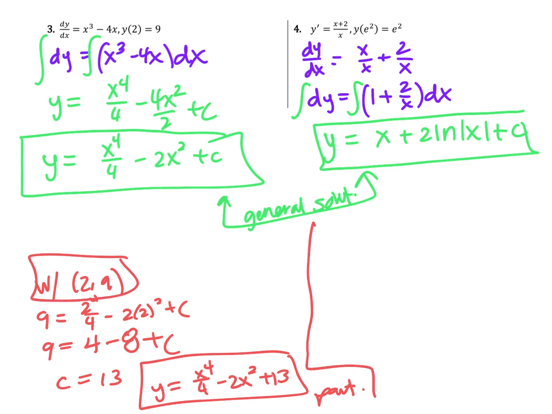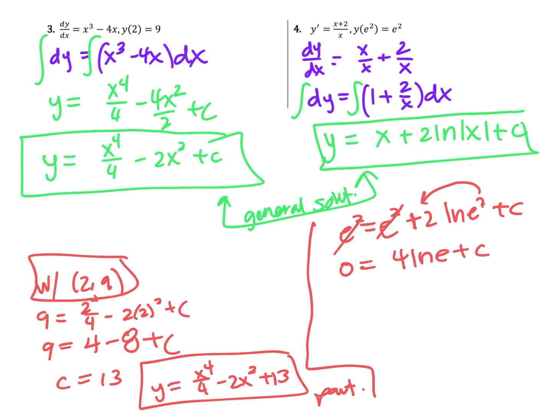All right, and last but not least, number 4, e squared is going to equal e squared plus 2 natural log of e squared plus c. And I can drop those absolute value bars because e squared is going to be positive. I can subtract e squared on both sides, so I'm going to get 0 equals. The other thing I'm going to do is I'm going to drop this 2 down in front. So this is an exponent. I can move the exponents to the front by properties of log. So this is 4 natural log of e plus c.